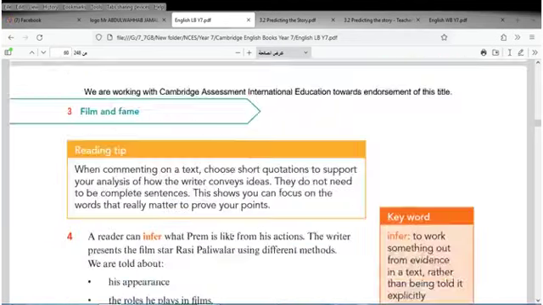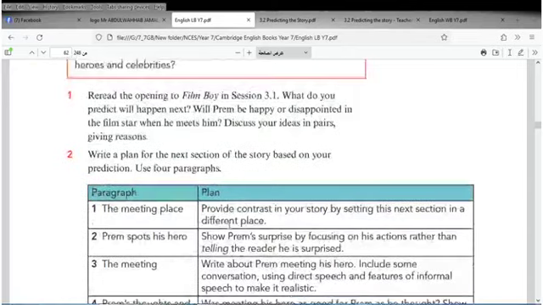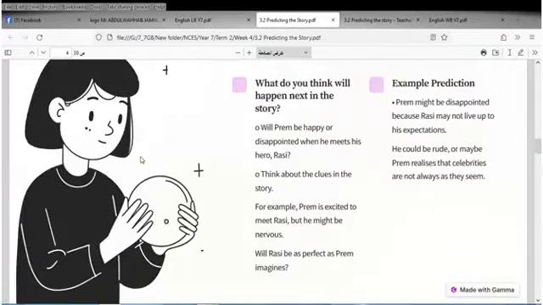So what might happen if I ask you? Some people might say, for example, that Reem is excited to meet Rasi, but he might be nervous as well. Now, what about Rasi? Do you think Rasi is a role model and a hero in real life, like Reem is thinking? Or maybe it's only a dream, or only a false image, a fake character, because he is an actor. So that's only in movies, in film, not in real life.